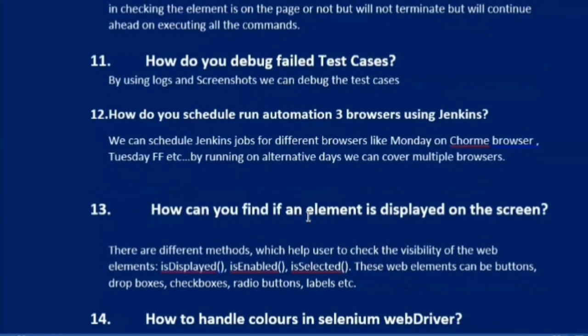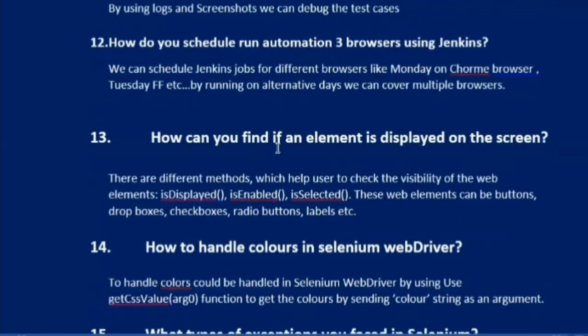Next question is, how can you find if an element is displayed on the screen? There are different methods which help the user to check the visibility of web elements, like isDisplayed, isEnabled, isSelected. These web elements can be buttons, drop boxes, check boxes, radio buttons, labels, etc.